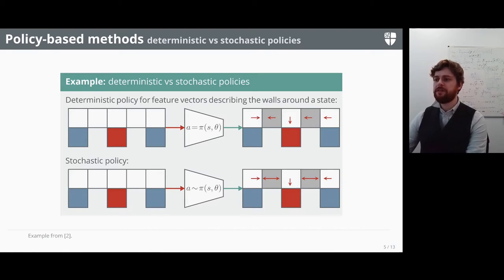But if we use this learned stochastic policy, so if we learn to sample from this policy here, as we learn some distribution over our actions, this means that we can encounter a feature representation which is shared across many states.